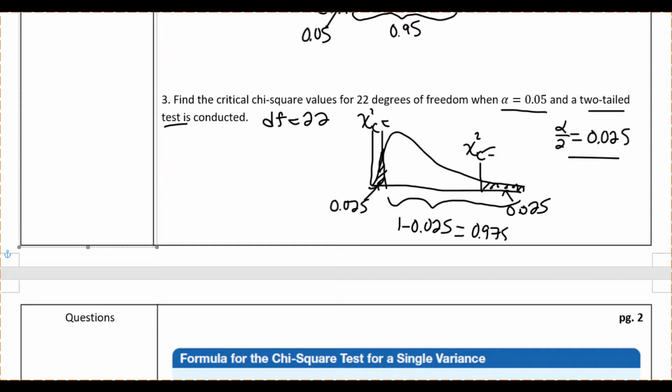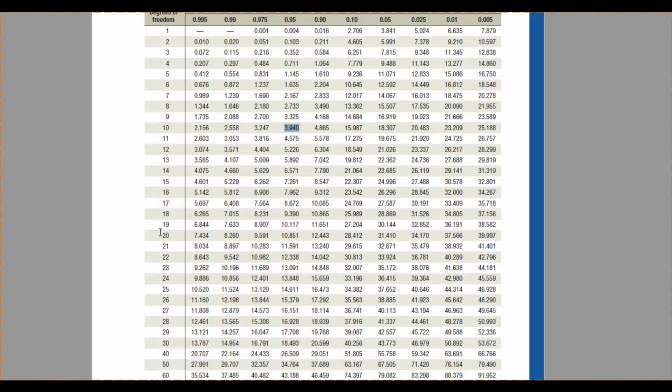So we're going to the chi-square table for a degree of freedom of 22. And as we mentioned earlier, we need to look up 0.975 for the left critical value and 0.025 for the right critical value. So if we look up 0.975, then for a degree of freedom of 22, that's 10.982. And then on the right side, for 0.025, we have a critical value of 36.781.